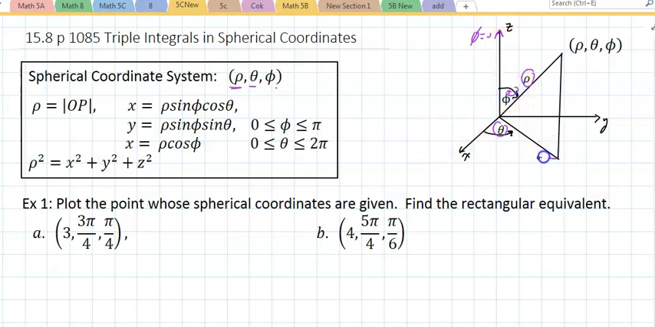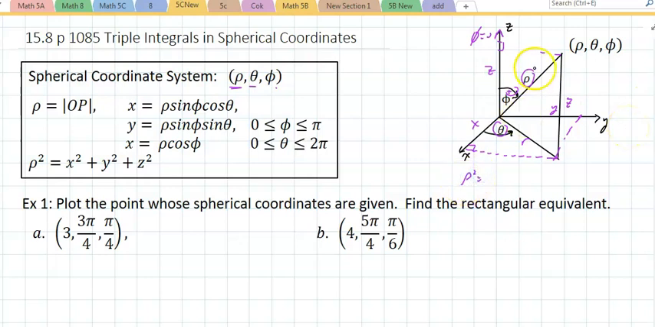So if I mimic r, that's x. I don't like that one that much. Let me fix that again. There's y. And this is really z. So a couple of things to notice.